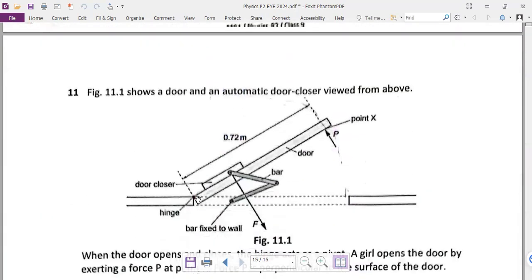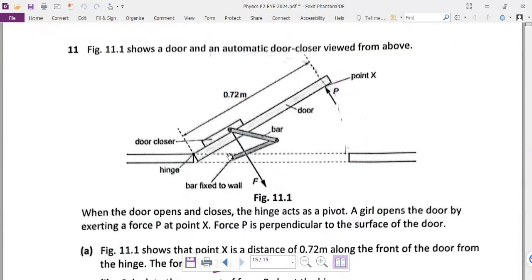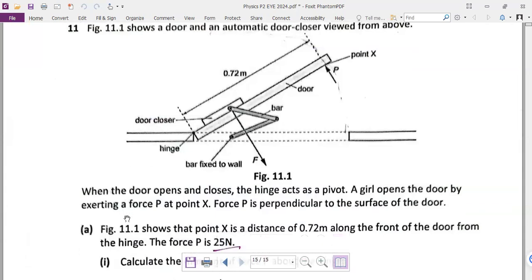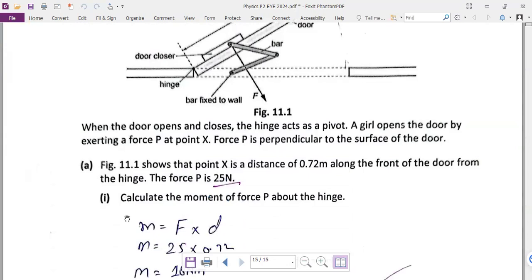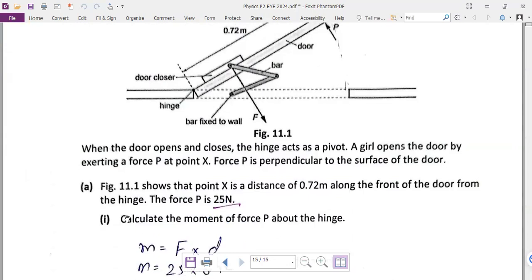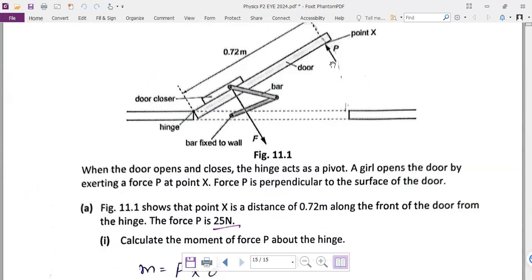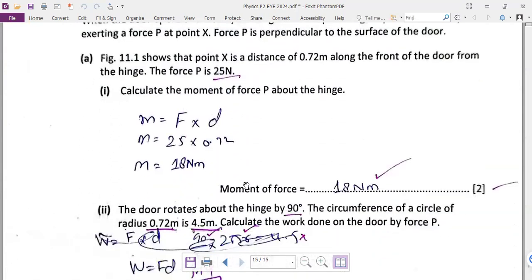Question number 11. Very tricky question. Look at the question carefully. It's a door, an automatic door closer. So this is your door. This is an automatic door closer. We have done this question in class. So all this data is given. It says that at point X, which is here, the force P is acting, and the distance is given, and the force is also given. Calculate the moment of P about the hinge. Well, P multiplied by 0.72 should give you 18.